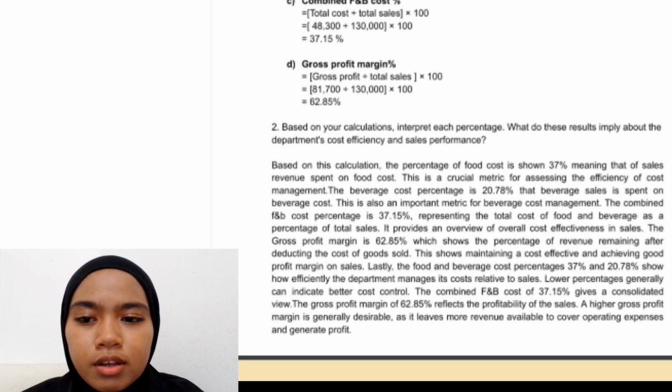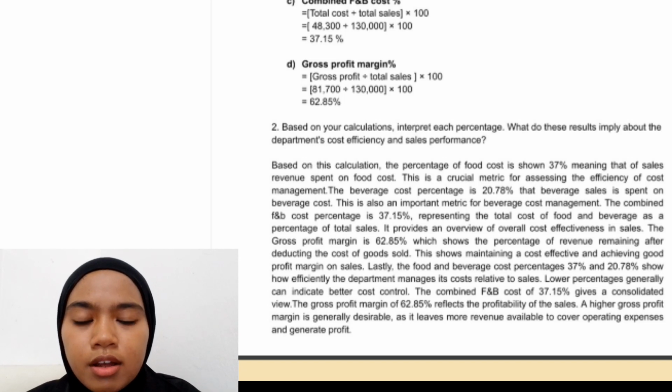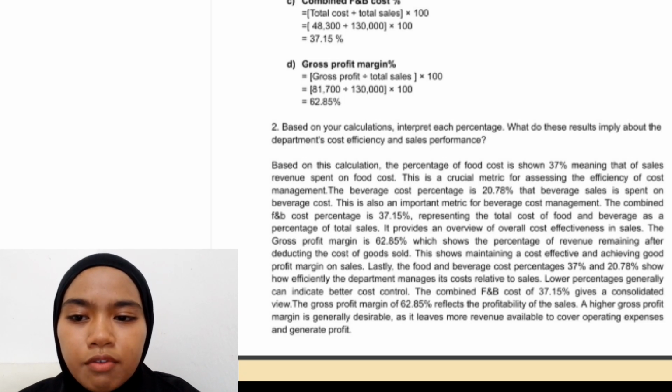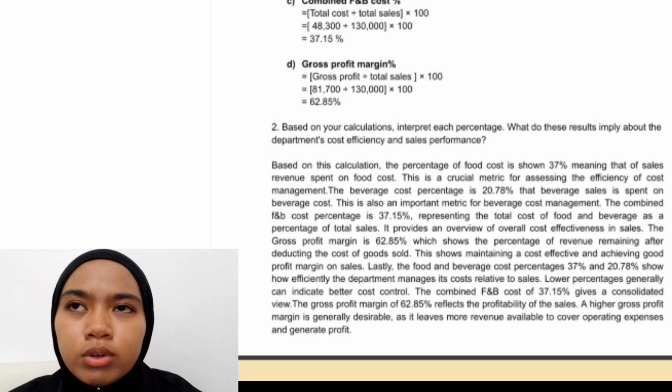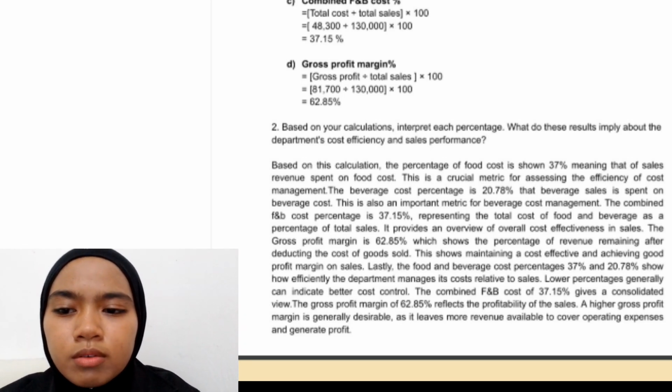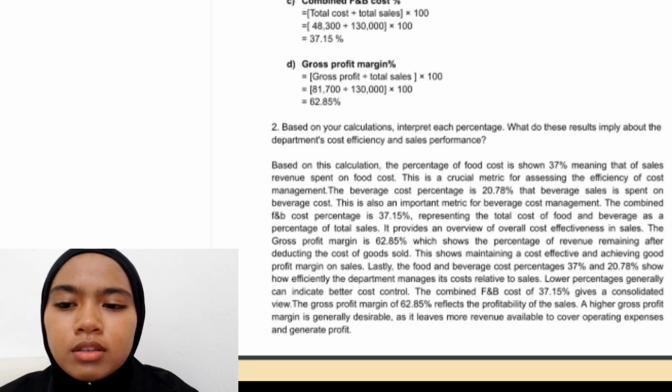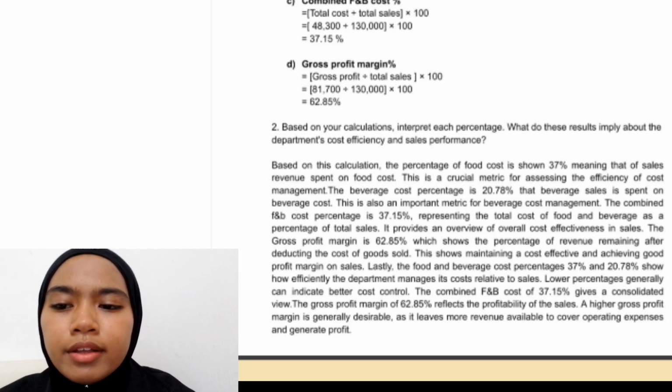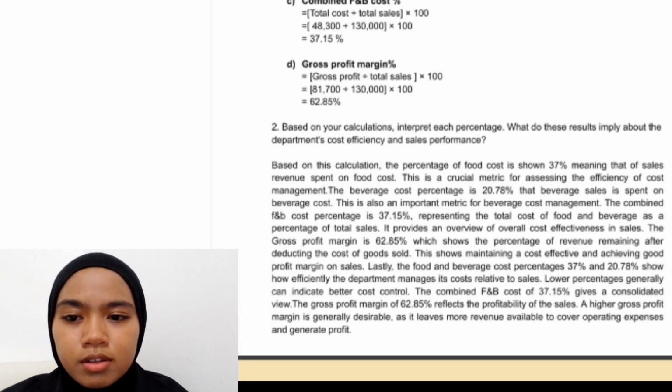For B, overall beverage cost percent is beverage cost divided by beverage sale multiplied by 100. 18,700 divided by 12,000 plus 78,000, multiplied by 100, equal to 20.78%.